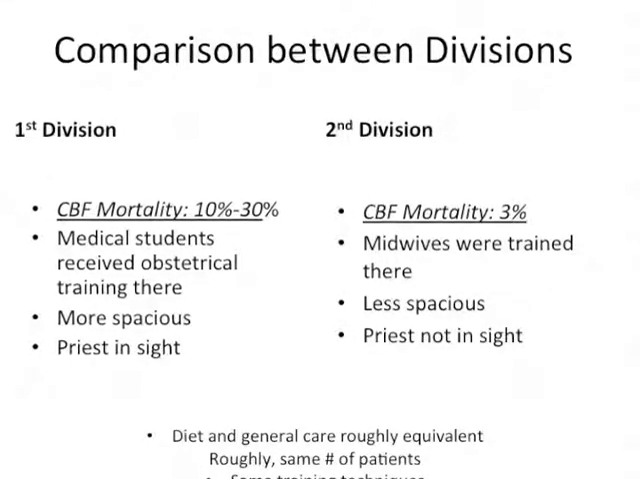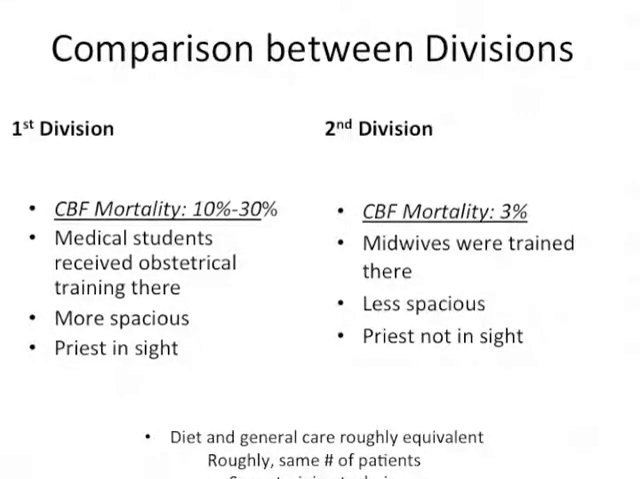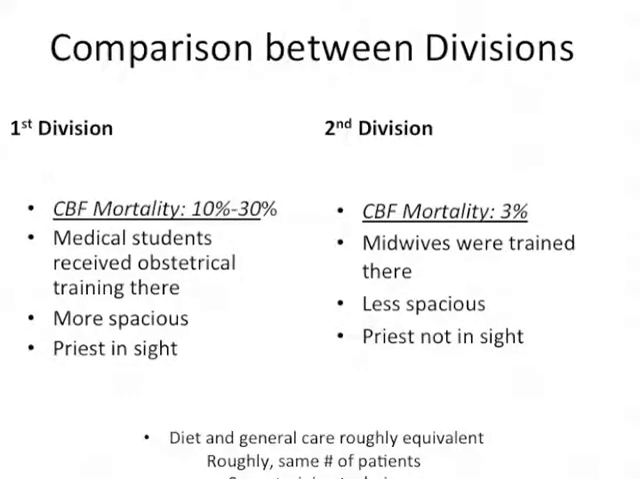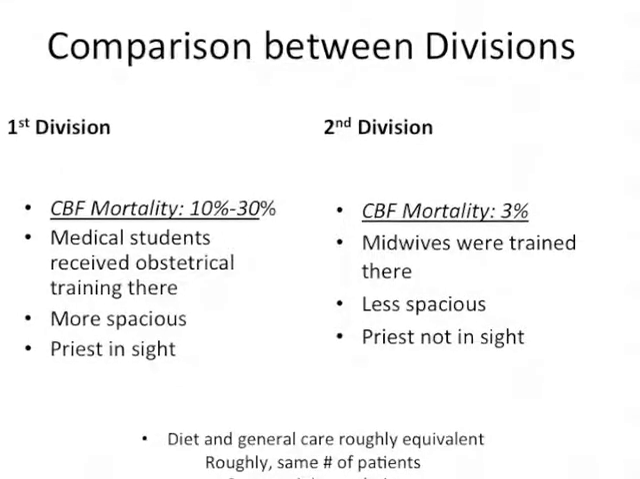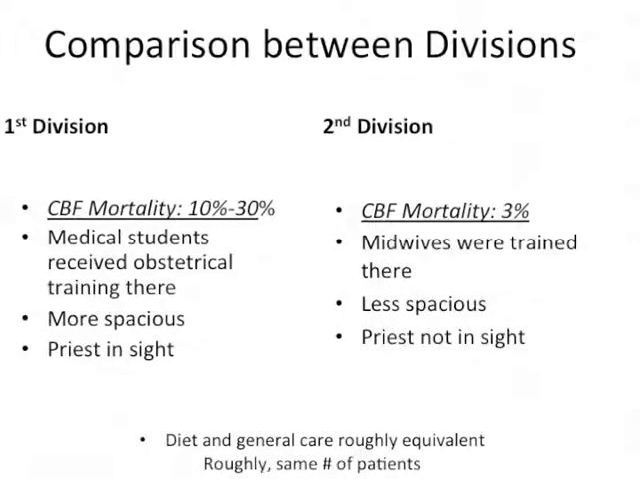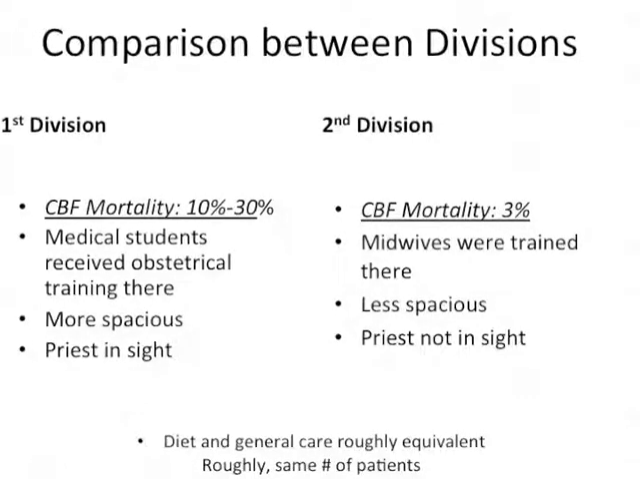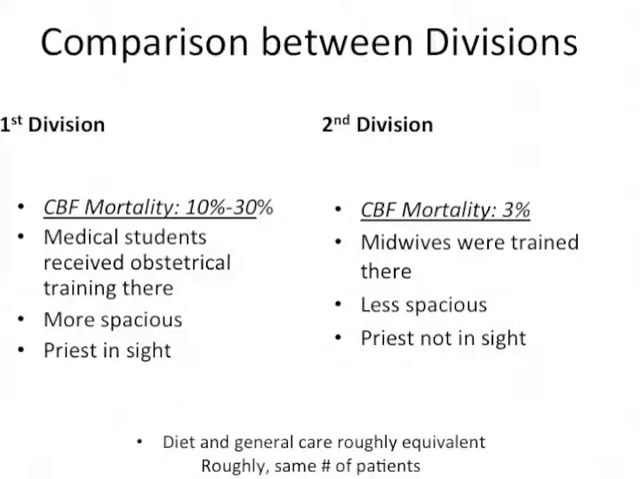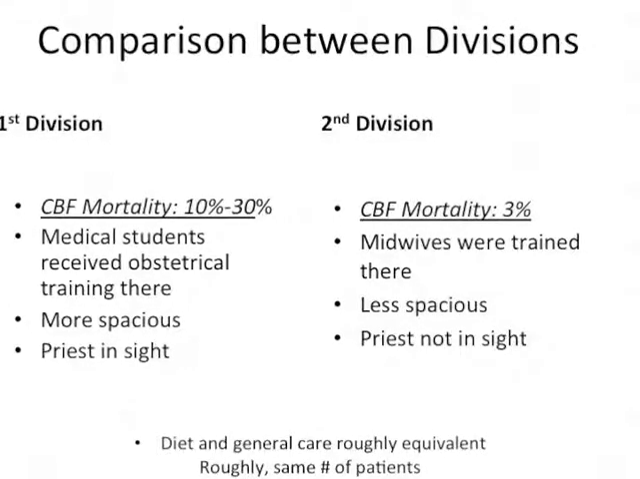And the other difference is that in the first division, there was a priest going to administer the last rites to the dying patients, whereas in the second division, the patients were not exposed to the priest. On the other hand, there were some similarities in diet and general care. They were similar in terms of the number of patients and also in terms of training technique.